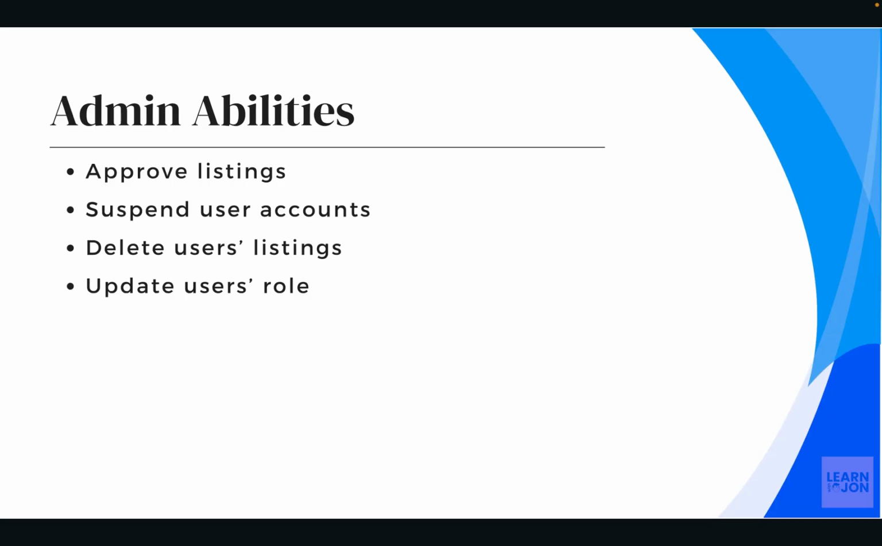And the admin user abilities are approving a listing. So the way I have planned to create this app is that when a user creates a listing, it will be disapproved at first. So an admin should go in and look at that listing and either approve it or just leave it as disapproved. So until the listing is approved, it will not appear on the homepage or will not be public.